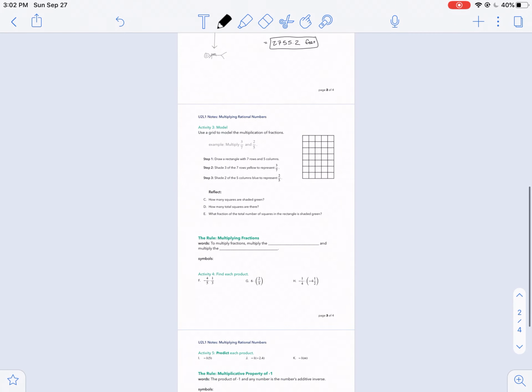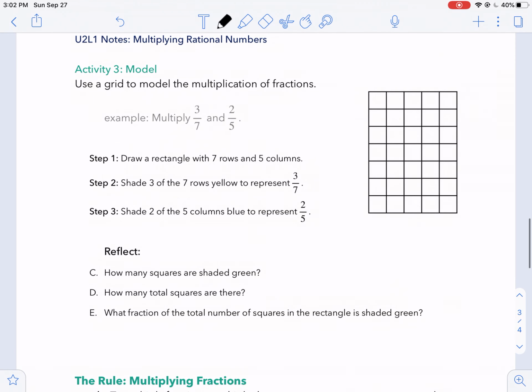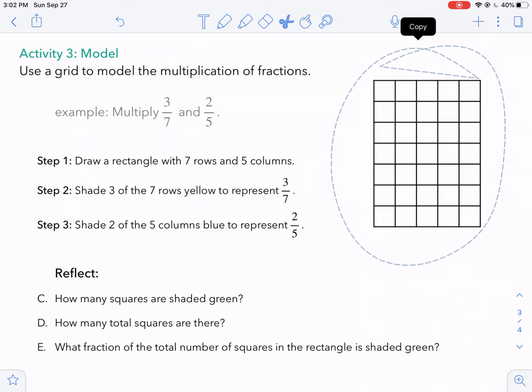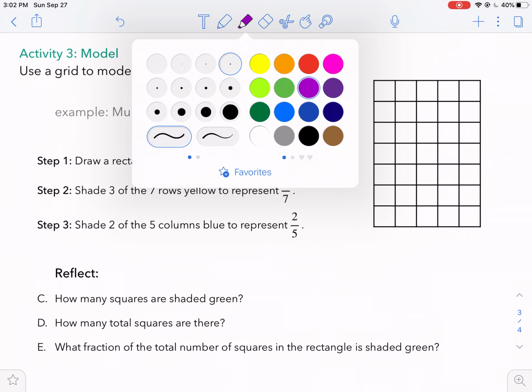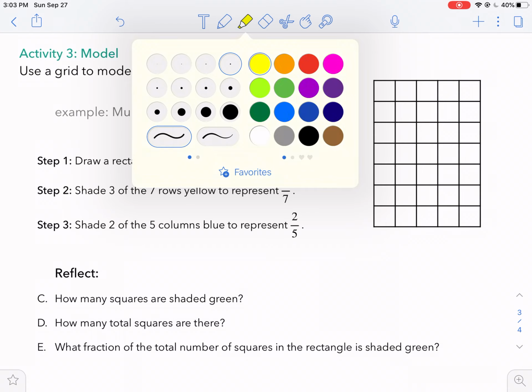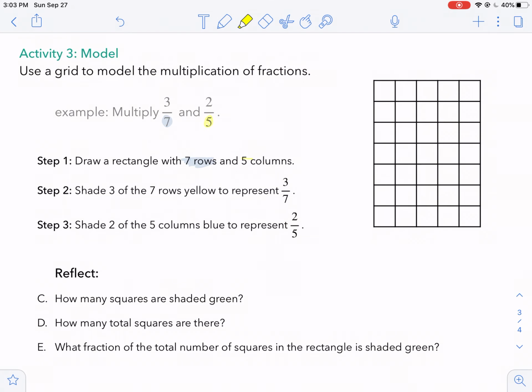Now that's great. But what happens if we have fractions? Now, before I tell you the rule for multiplying fractions, I want to show you why it works. So this is what we'll do. We want to multiply 3/7 times 2/5. So first, we're going to draw a rectangle. Look, it's already there. I gave it to you. You're welcome. With 7 rows and 5 columns. And I gave this to you because we have a number over 7. So that's where the 7 rows come from. And then the other denominator of our other fraction is 5. So that's where the 5 columns come from.